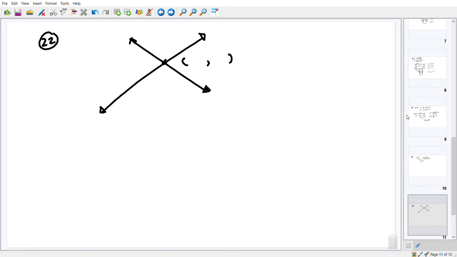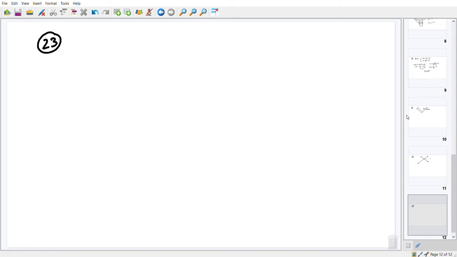And last one, number 23. What did we say again when we see only one line? Yeah, they're infinitely many solutions. So go ahead and circle infinitely many solutions.